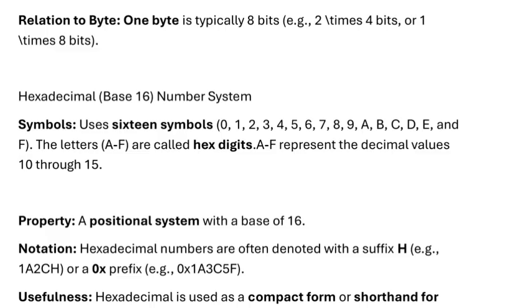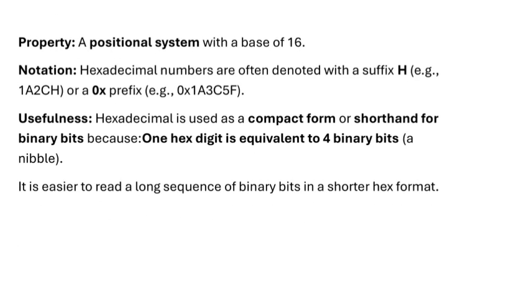Hexadecimal, base 16, number system symbols: uses 16 symbols, 0, 1, 2, 3, 4, 5, 6, 7, 8, 9, A, B, C, D, E, and F. The letters A-F are called hex digits. A-F represent the decimal values 10 through 15. Property: a positional system with a base of 16.